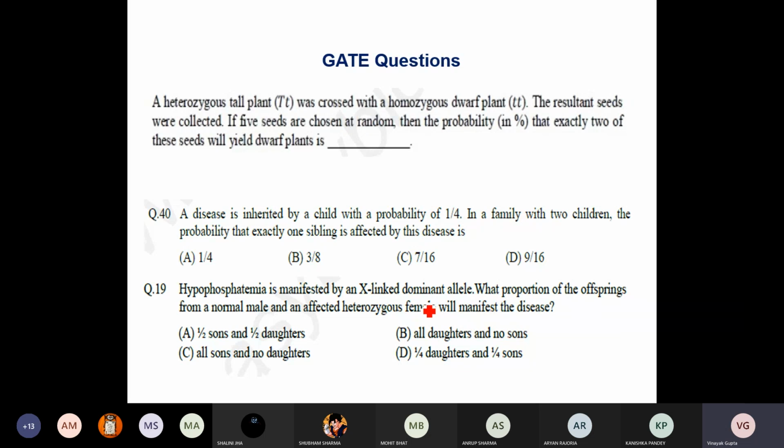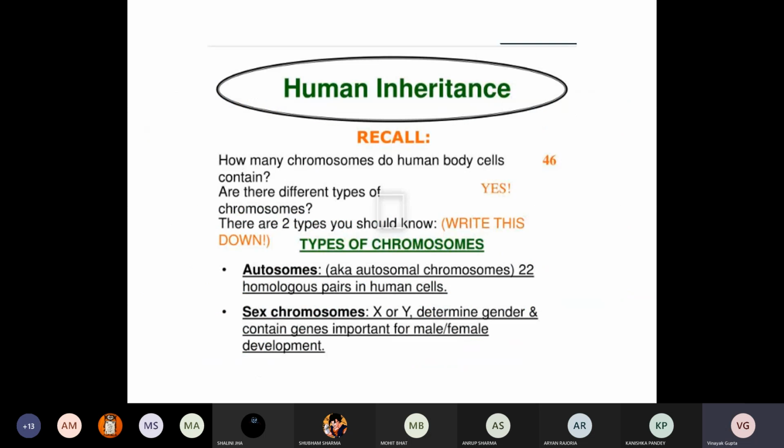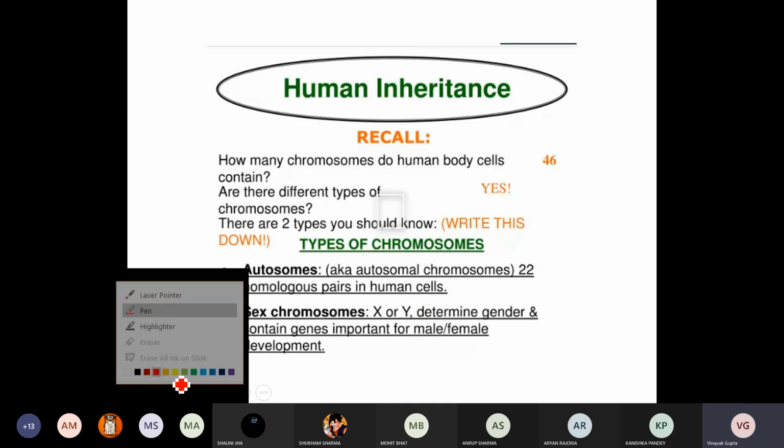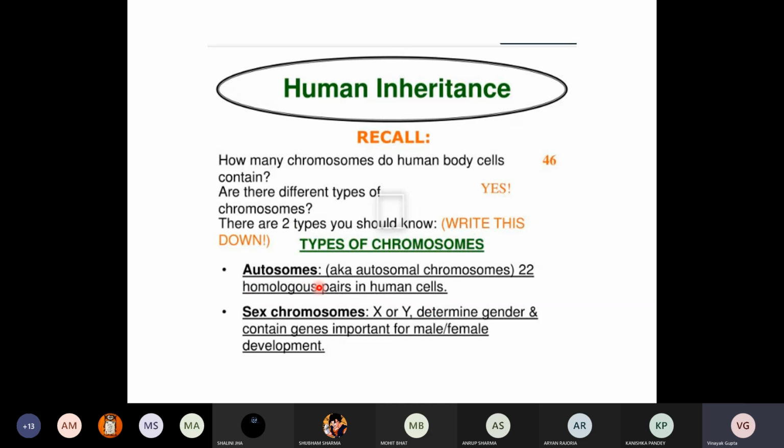When we say X-linked or Y-linked? Sir, this is the gender deciding chromosome. If XX then female, if XY then male. Okay. So basically, the idea here is we have two types of chromosome in our body. They are called autosomes and sex chromosomes. Total 46. They are in pairs, so we have 23 pairs.